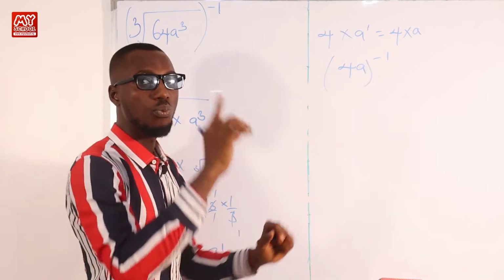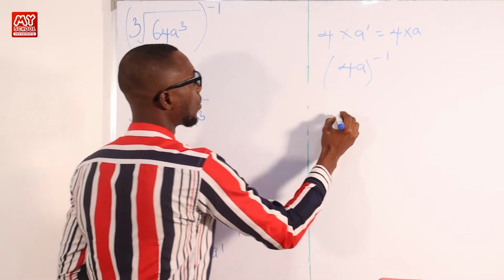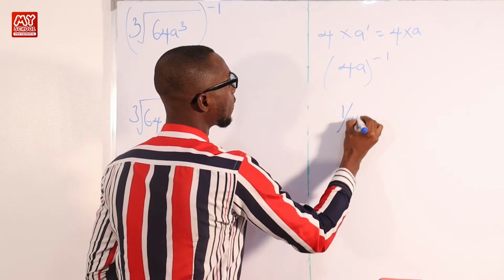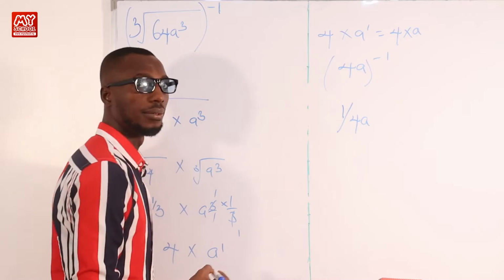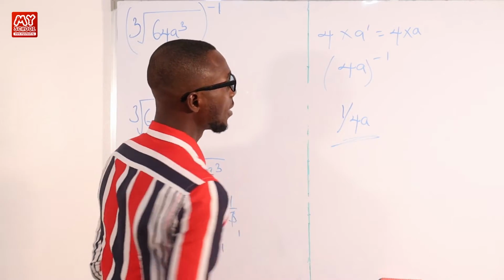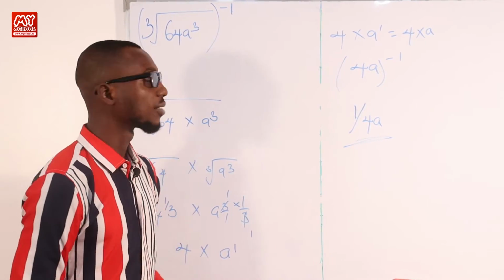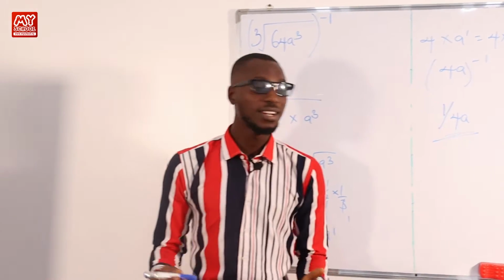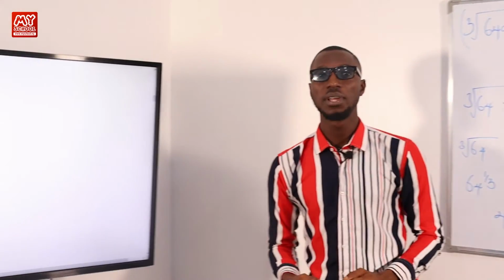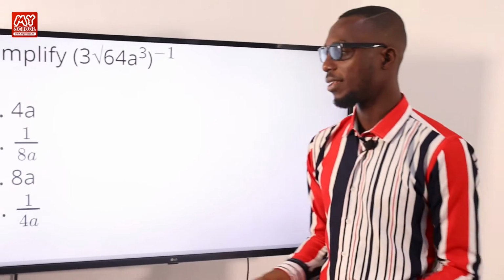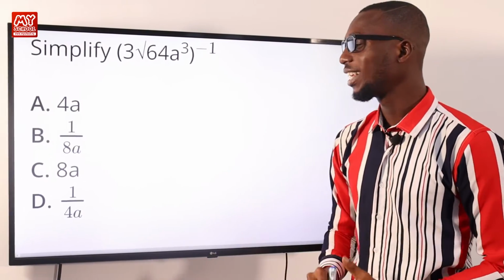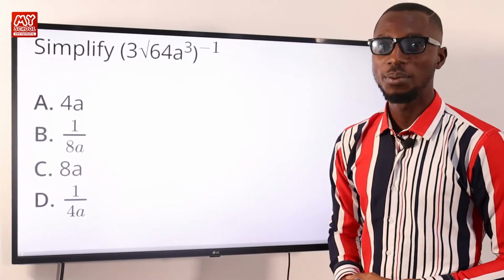This minus means 1 all over, so we have 1 all over 4a. This is our final answer. Let's go back to our screen and confirm our option together. 1 over 4a, so we have option D as the most accurate option.